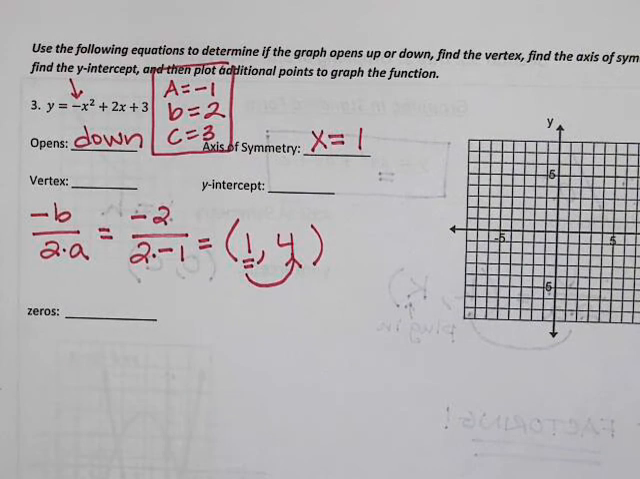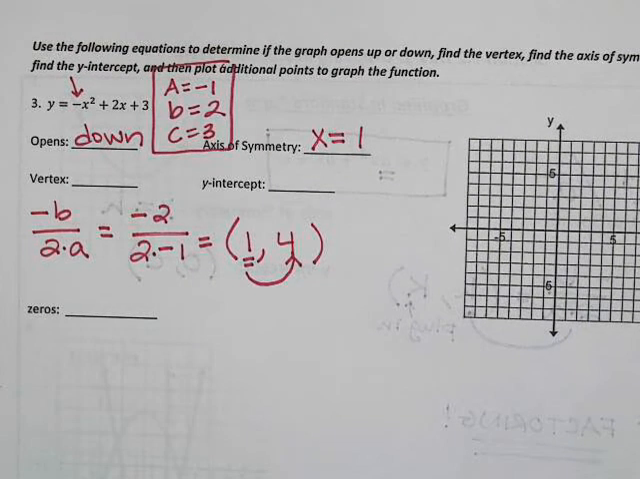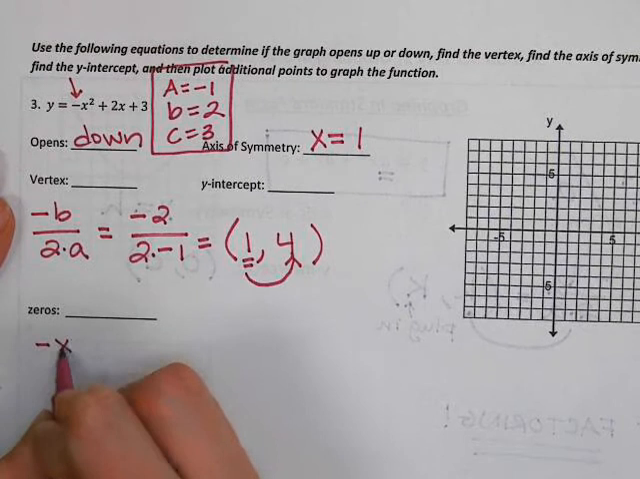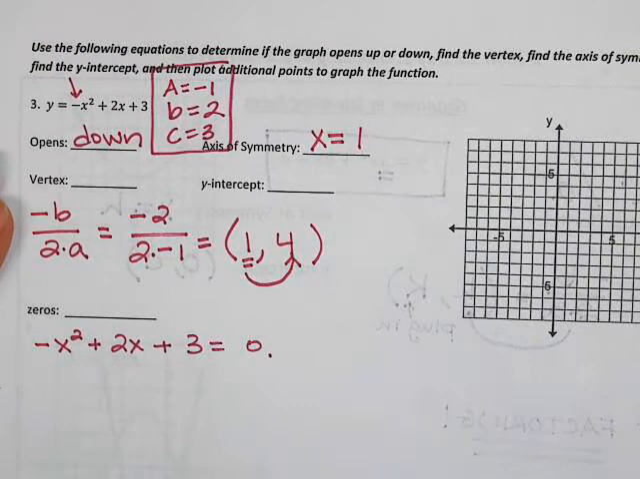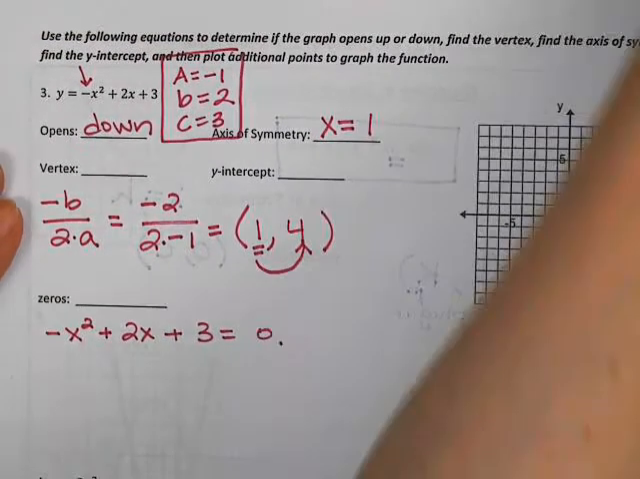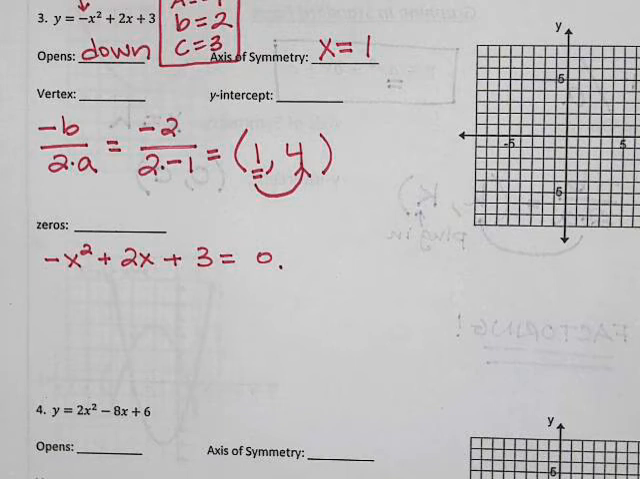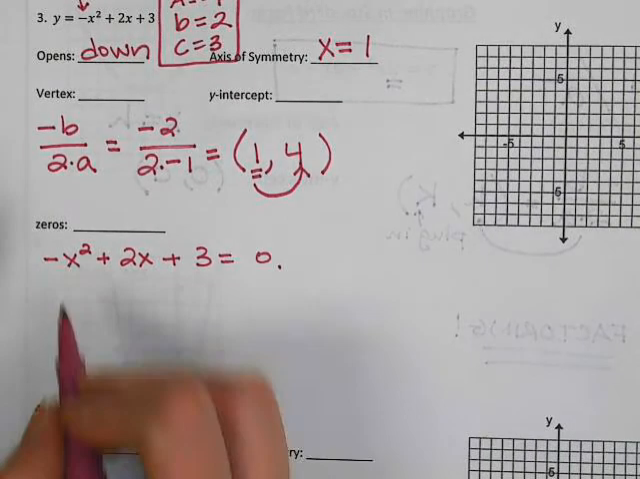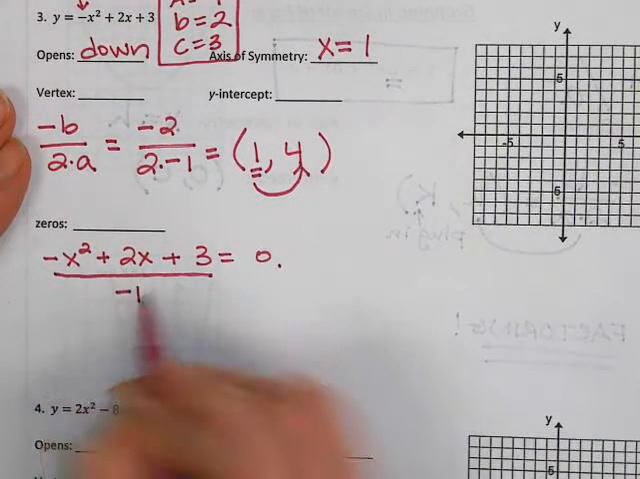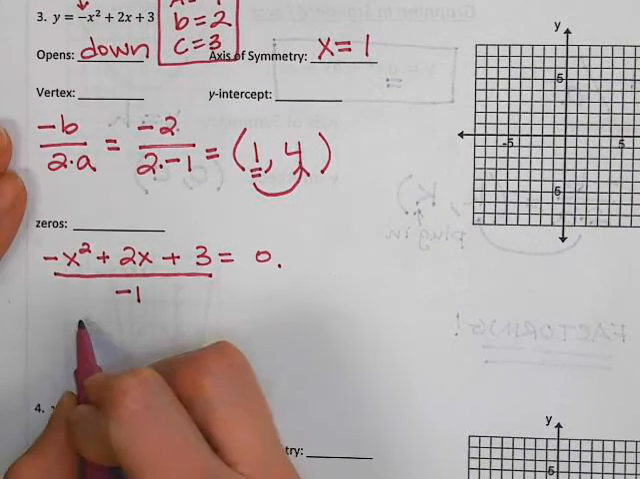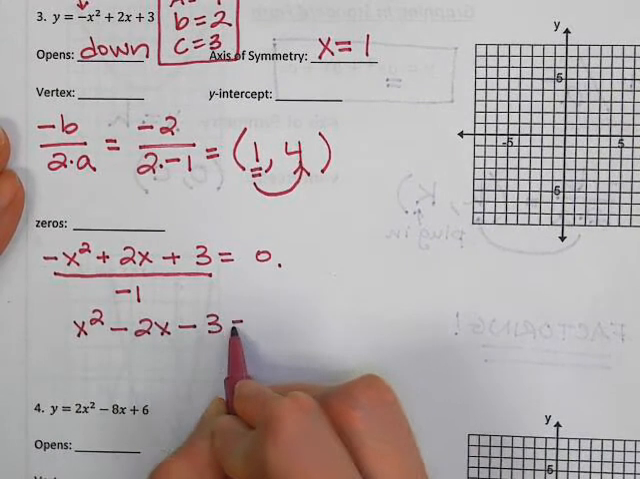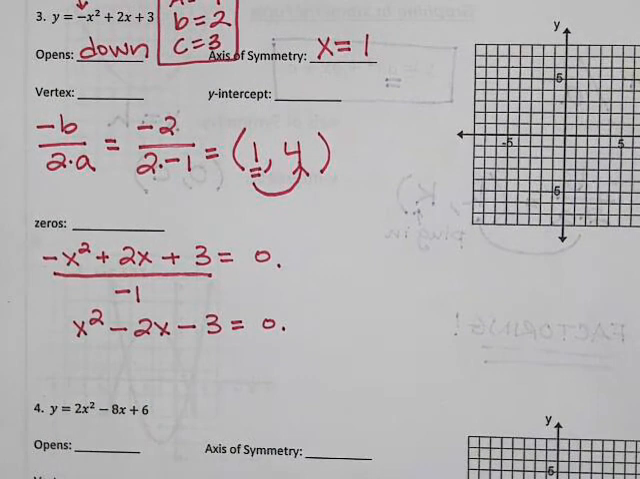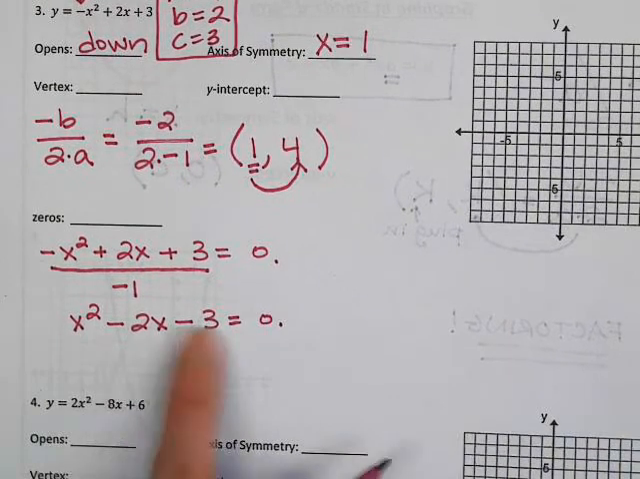And now let's find the zeros. To find the zeros, you take your initial function here and you set it equal to 0, and you have to factor. Do you guys remember what to do when the leading coefficient's negative? You divide by -1 first. Divide by -1, and then you get positive x squared minus 2x minus 3. And now you have to factor this trinomial.